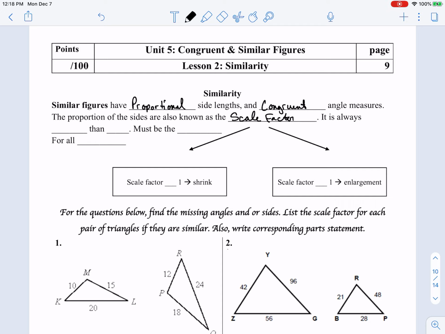Okay, it is always greater than 0. Reason being is because side lengths cannot be negative, and it must be the same for all the sides. Now if the scale factor is less than 1, you're going to have a shrink. If your scale factor is greater than 1, you have an enlargement. And I guess you could also say if your scale factor is equal to 1, then the triangles have not changed size.